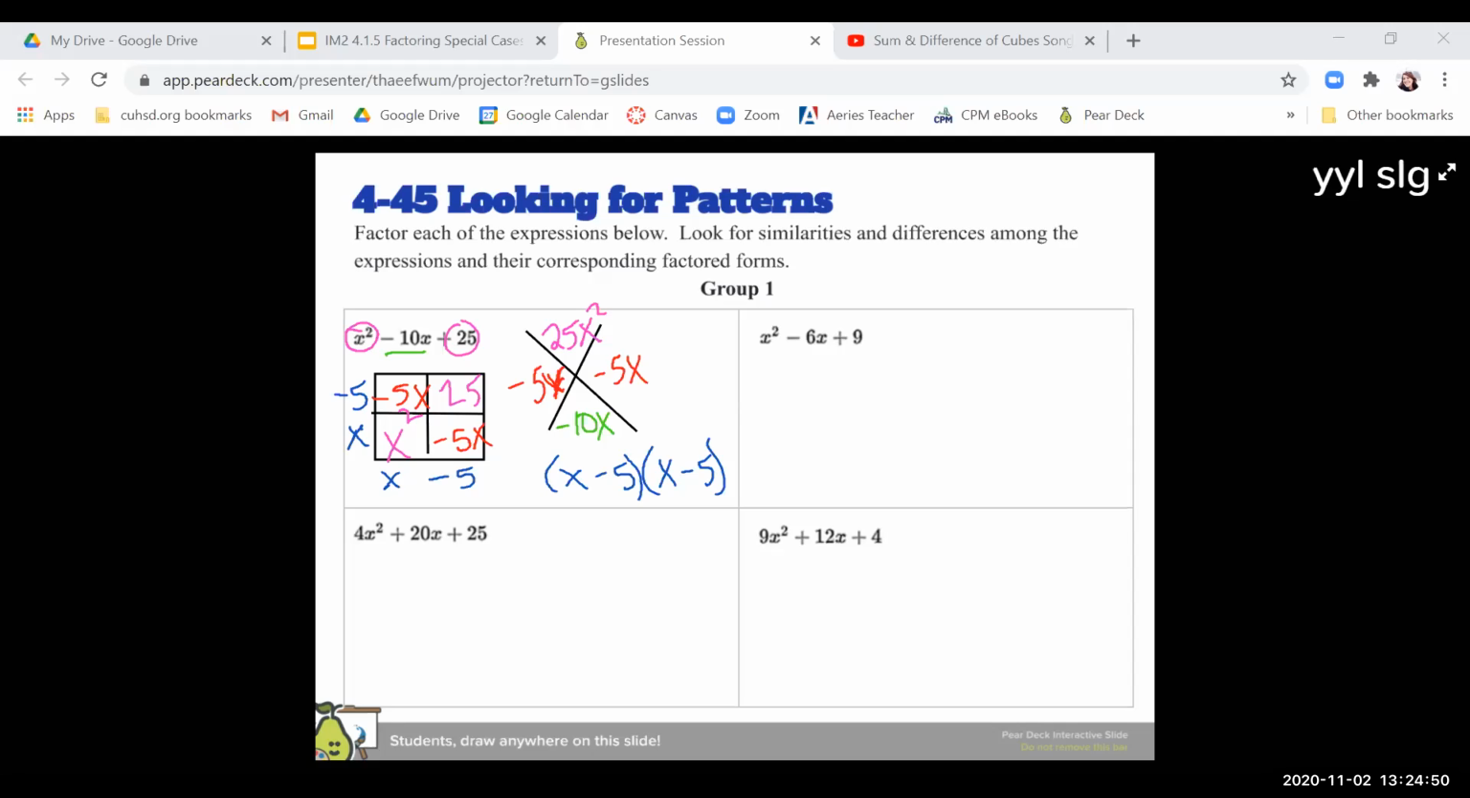Okay. All right, so wrap it up. I'm going to go ahead and clear mine, and we're going to check our answers on the next screen. So here we go.